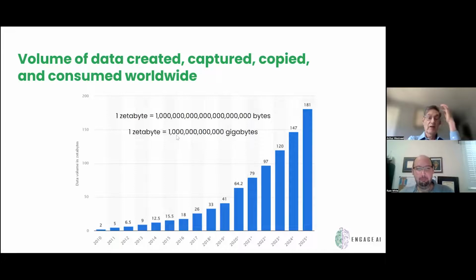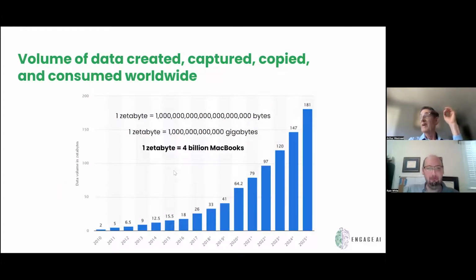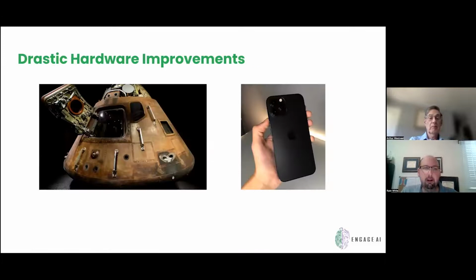So 1 zettabyte is, let's see, a trillion. This is hard to deal with. So just to get my head around it finally, it's about 4 billion MacBooks worth of storage. And so we can see the number of those stored on computers went from, in 2010, 2 of those, to 2022, about 97. And these are projections into the future based on growth. So you can store a huge amount of information, giant image data sets, giant text data sets, any kind of data set you want, really, and they all exist.